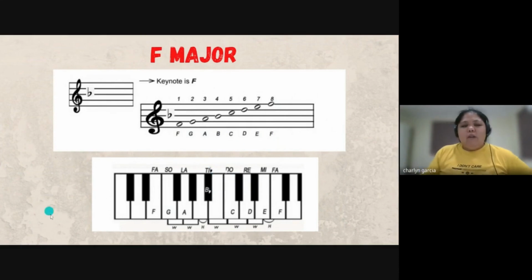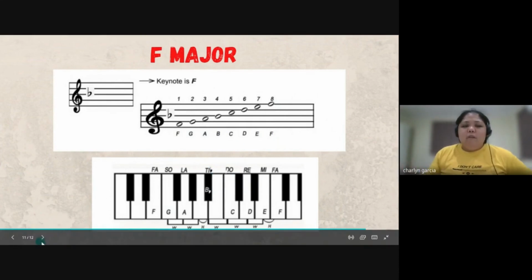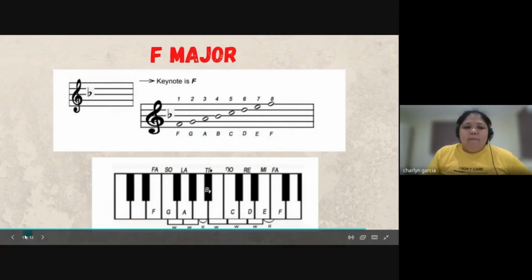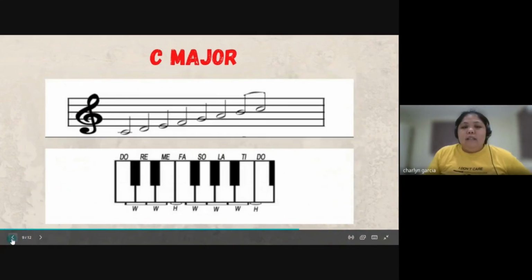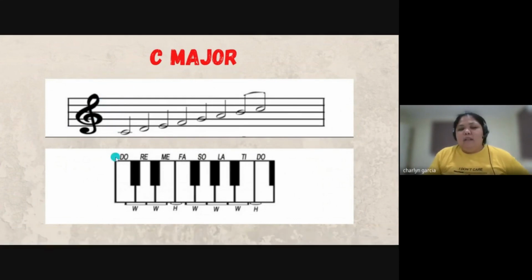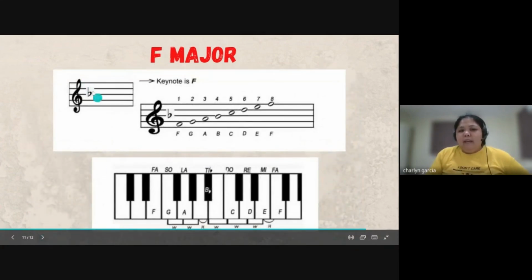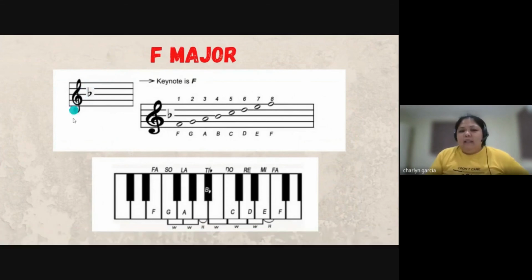So, tatandaan nyo lang yung formula at madali nyo maaalala o mabubuo yung iba't ibang major scales na C, G, and F. So, tatandaan natin na kapag C major, walang markings dito sa gilid or sa tabi ng G clef. Kapag G major, meron yang sharp, which means one note higher. Pag flat naman, yung F major, meron niyang flat. Meaning that is one note or one key lower. So, anong ibig kong sabihin?